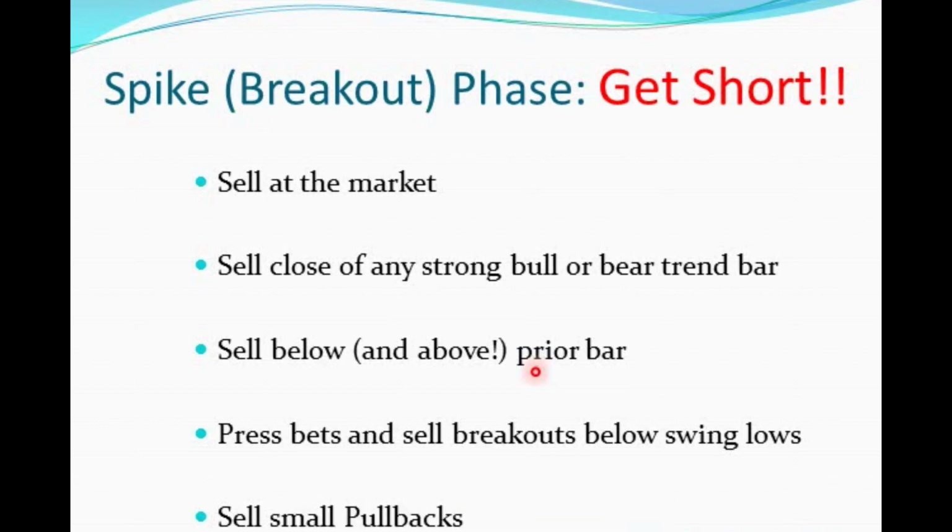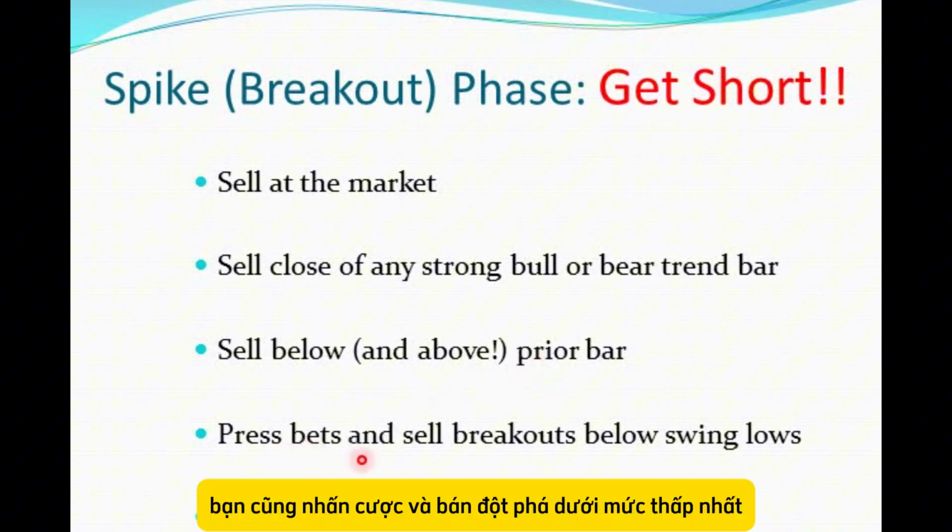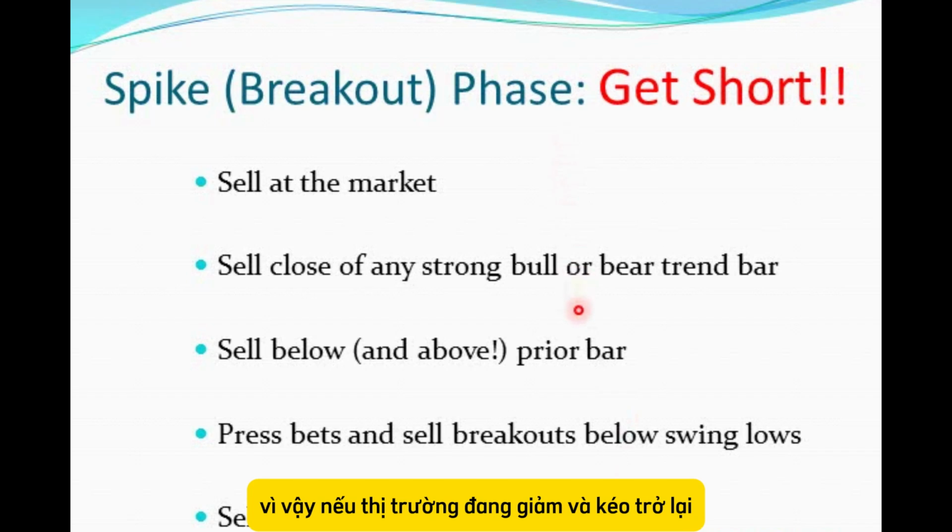You also press bets and sell breakouts below swing lows. So if the market is falling and pulls back and it falls below that old low, you can press your bets and sell on a stop one tick below the prior low. And also you want to sell any small pullback.